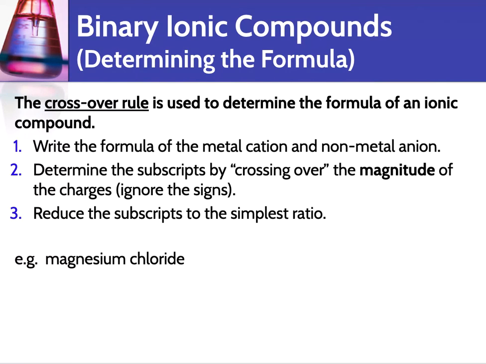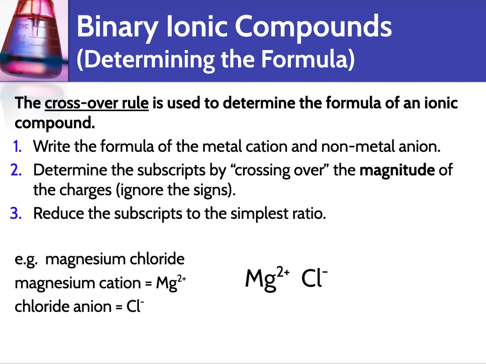So let's look again at magnesium chloride going the other direction. The magnesium cation is Mg2+, and chlorine makes an anion that is Cl-, so -1. So there's our two ions. We're going to cross over the numbers, remembering there's an invisible 1 there with that negative, which is going to give us Mg, little invisible 1, Cl2: MgCl2.